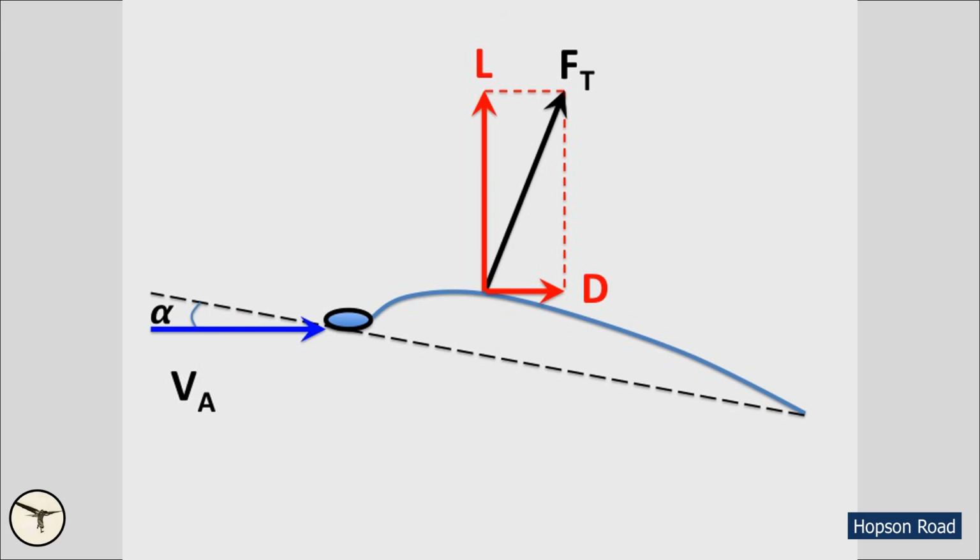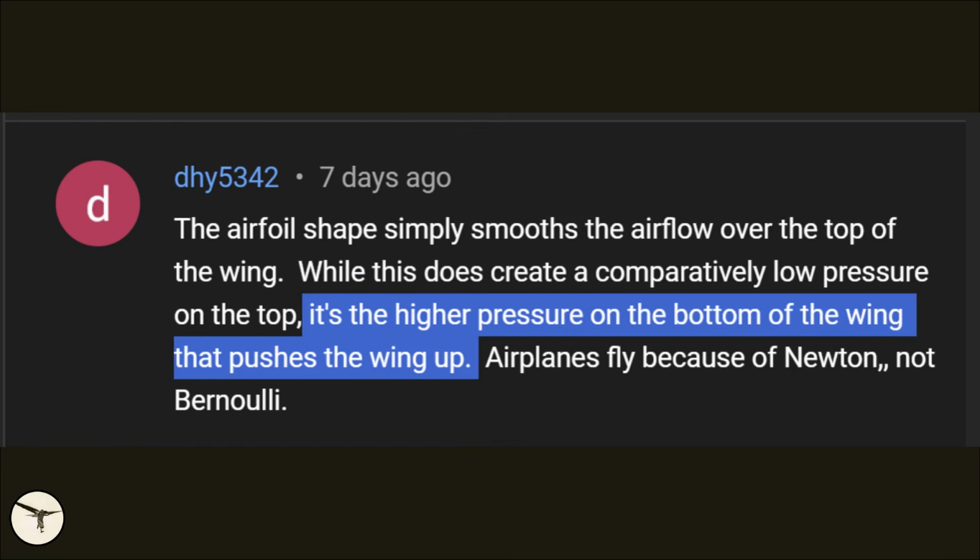And the pressure difference is lift. As you can see, a very thin wing or a sail can produce lift. The magic happens because of the curvature. Here is another comment. The airfoil shape simply smooths the airflow over the top of the wing. While this does create a comparatively low pressure over the top, it's the higher pressure on the bottom of the wing that pushes the wing up.